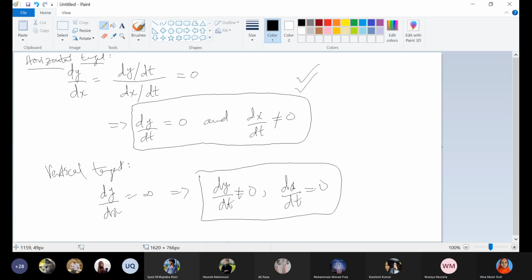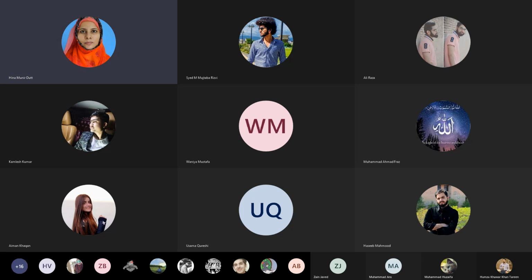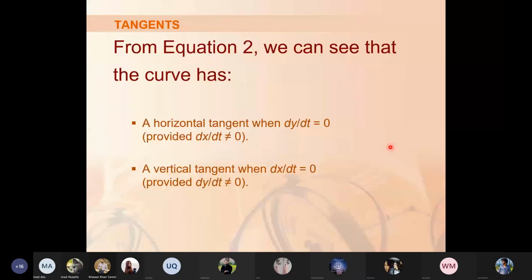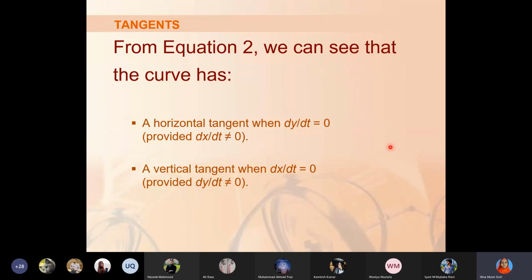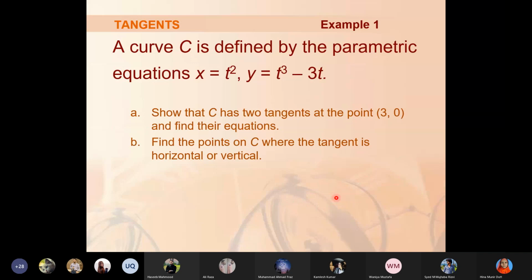So now we need to determine the points where the tangent is. So horizontal tangent when dy by dt is equal to 0 and dx over dt is not equal to 0, and vertical tangent when dx over dt is equal to 0 and dy over dt is not equal to 0. Let's see how to find the equation of a tangent line.